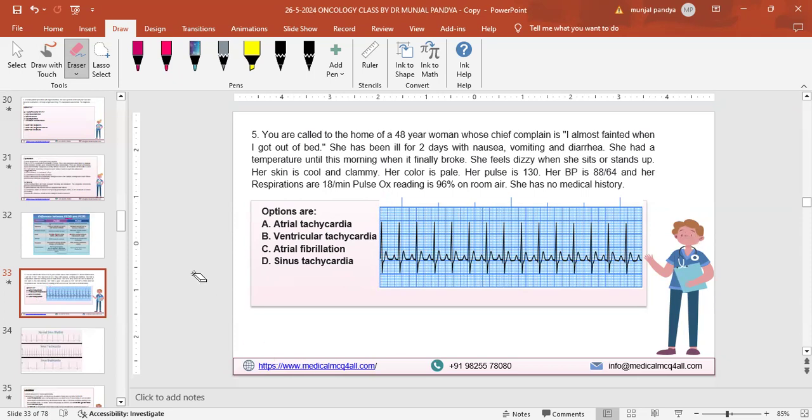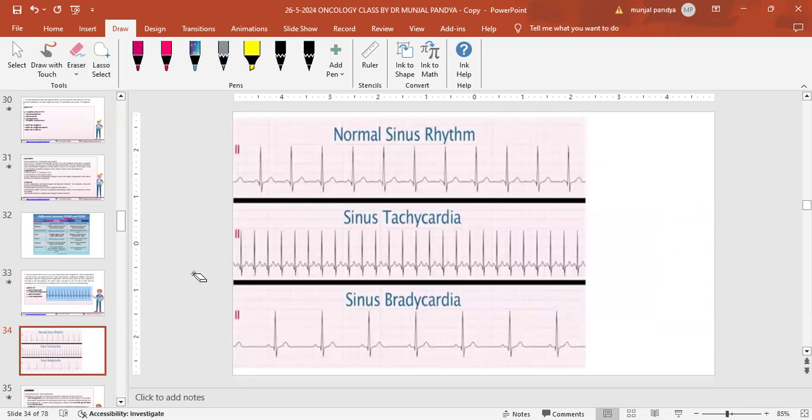Great. So this is a normal sinus rhythm. Without knowing the normal, you never get to know the abnormal. This is a P wave, followed by Q, R, S, T. So PQRS is very clear cut. Here it is the same, clear cut. The only difference is the rate is high, so the RR interval is less.